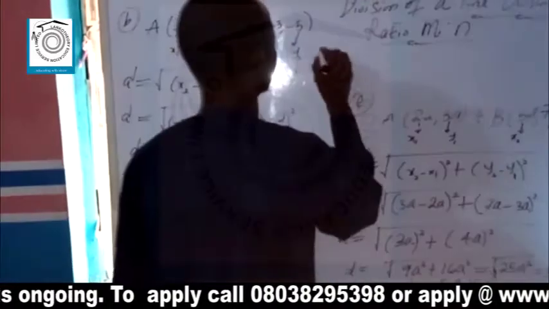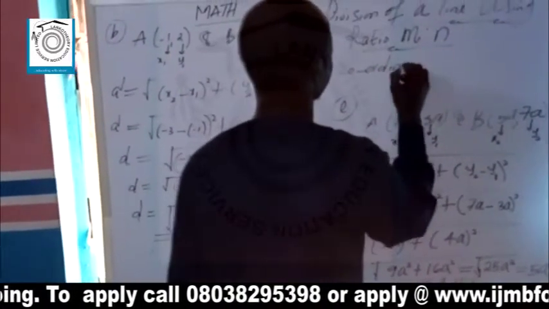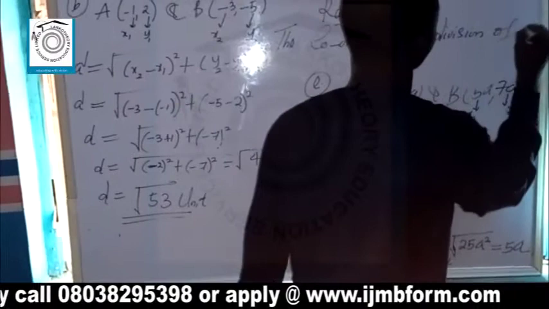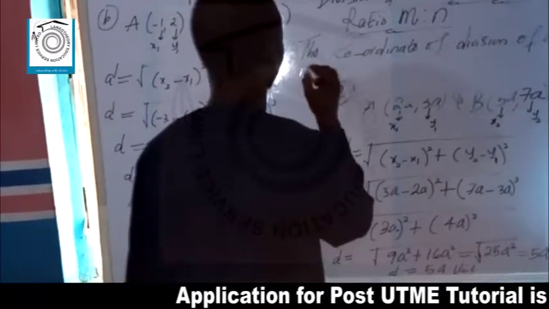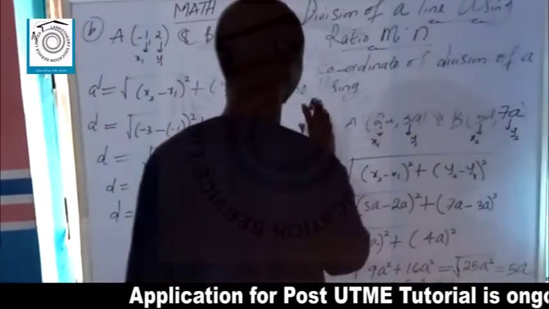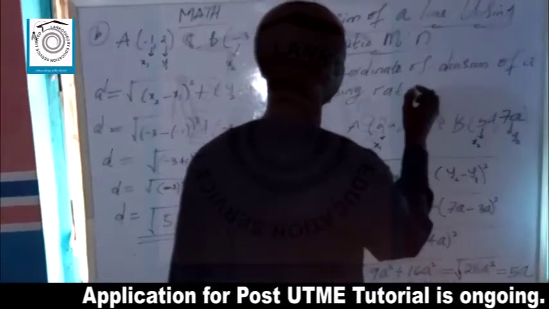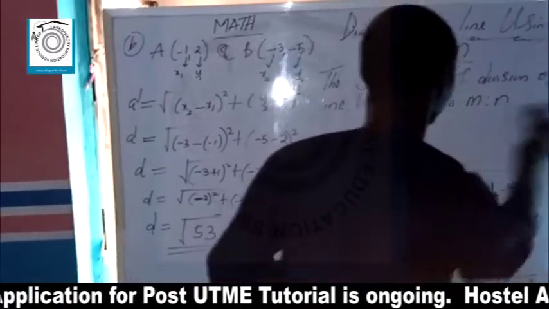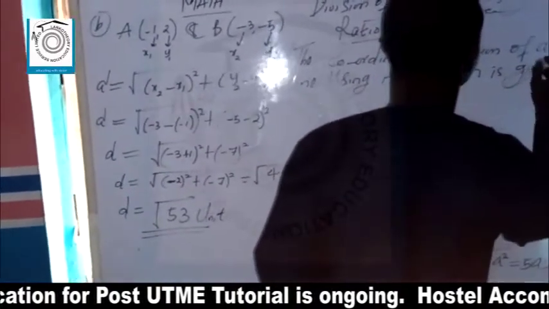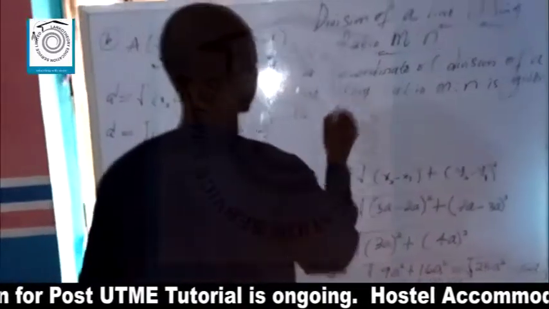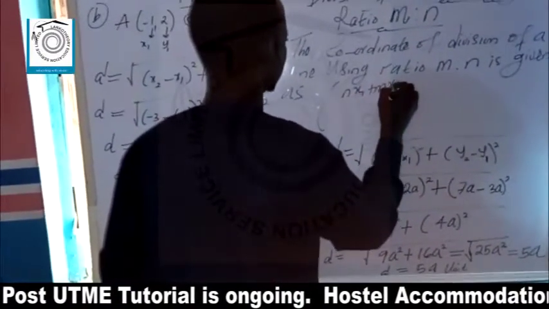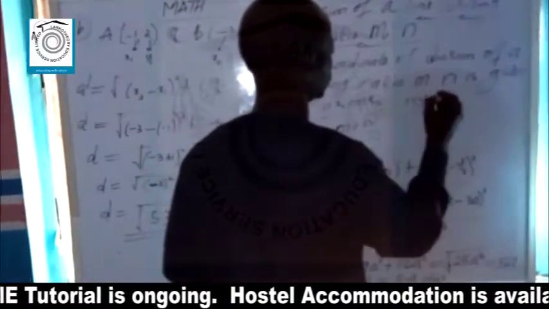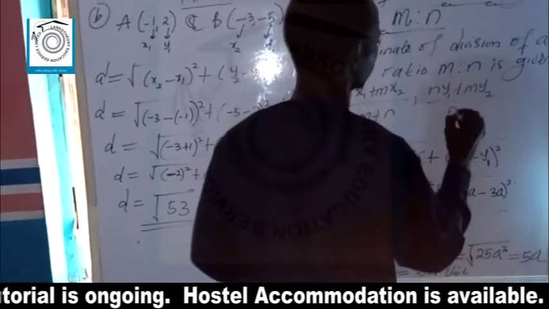the coordinate of division of a line using ratio m to n is given as (n x1 plus m x2) upon (m plus n), (n y1 plus m y2) upon (m plus n).